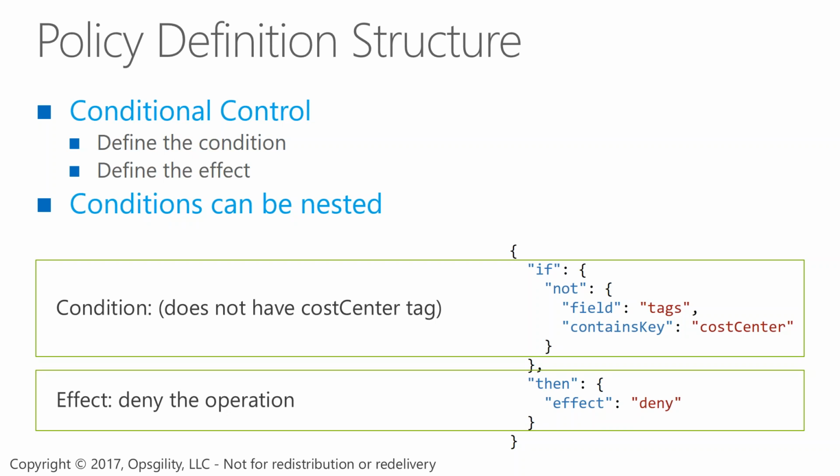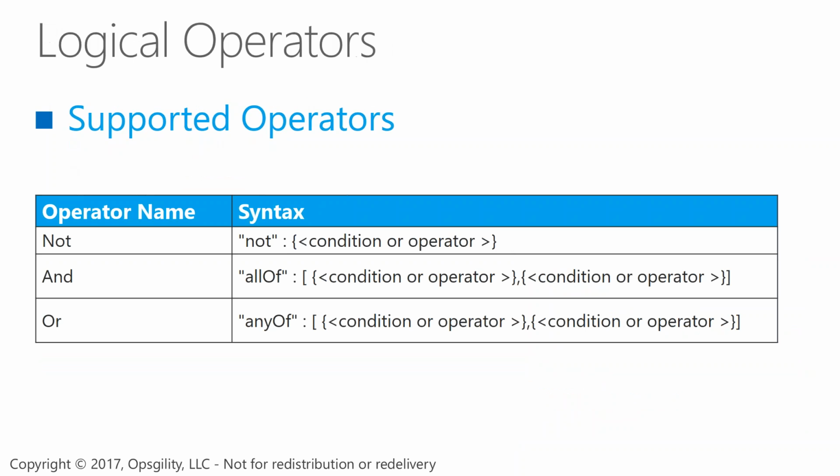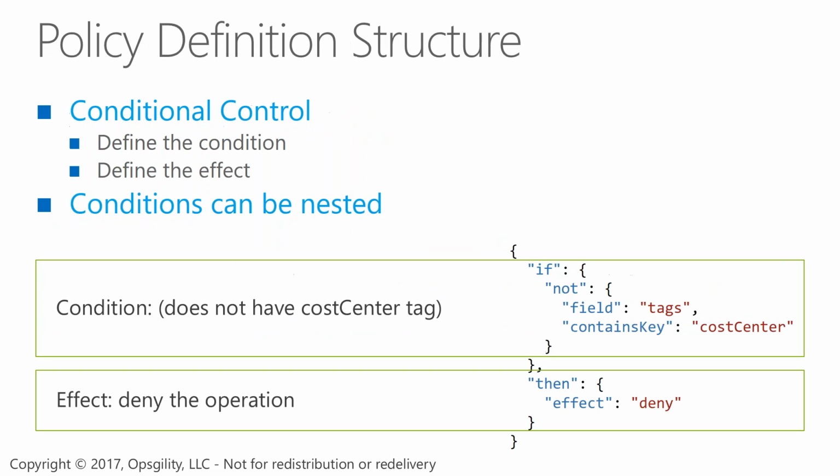So you can see here as an example that my control is that I'm saying if not field tags contains key cost center, then the effect is going to be to deny that creation. So this in effect is forcing the use of a tag that contains the cost center key. I have several different logical operators I can use whenever I'm defining those conditions: not, and, or. If I just look back at the condition quickly, you can see I'm using the not operator here.